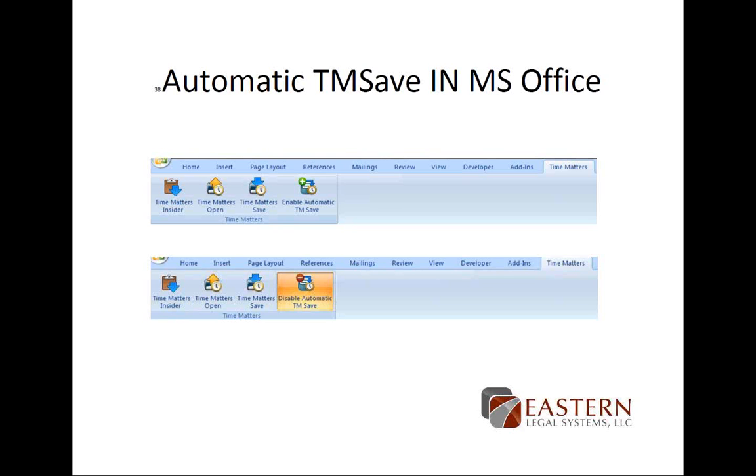If you find that annoying, or if you're doing something different one day and you don't want it to TM save, you can click the Disable button and it will be turned off, and then the Save button in Word will work the way it always has. So using the Time Matters toolbar that's in Word, you can switch back and forth as much as you want to. But I love the fact that you can make it so that it's much harder to forget to TM save a document.